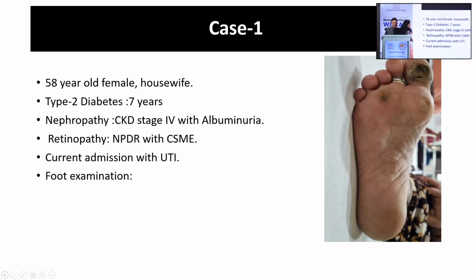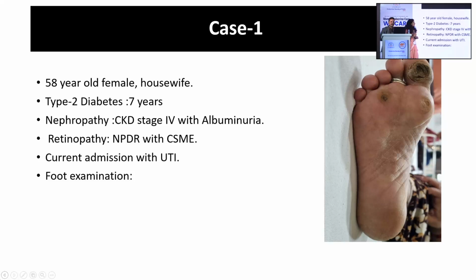This is case one. She's a 58-year-old female housewife, with type 2 diabetes for the last 7 years. She has all the complications: nephropathy with stage 4 CKD with albuminuria, and retinopathy with non-proliferative diabetic retinopathy with CSME. Current admission was only for poor glycemic control and UTI.